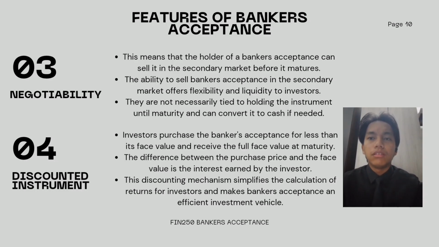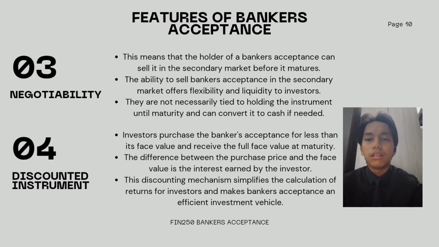The third one is negotiability. This means that the holder of a banker's acceptance can sell it in the secondary market before it matures. The ability to sell bankers' acceptances in the secondary market offers flexibility and liquidity to investors. They are not necessarily tied to holding the instrument until maturity and can convert it to cash if needed.